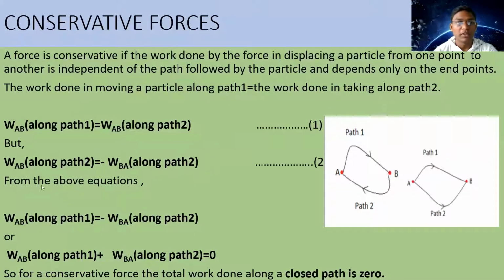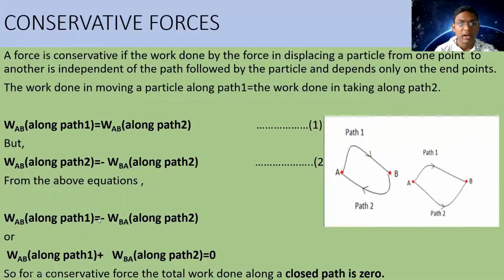So from the above equations we can see, just a simple concept, there is nothing complicated here. As the force is a conservative force, the work done through both the paths is same. Work done along path 1 is equal to work done along path 2, and this one is a mathematical implication. The work done in taking the body from A to B is obviously equal to the negative of the work done in taking the body from B to A. So from the above equations we get the work done along path 1 is equal to negative of the work done in taking the body from B to A along path 2.